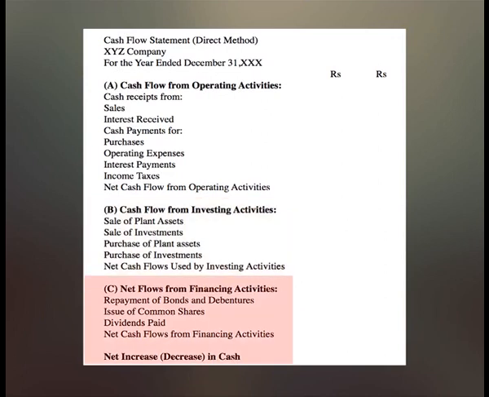Next is net cash flows from financing activities, which includes repayment of bonds and debentures, issue of common shares, dividends paid, which will result in net cash flows from financing activities. Thus, we have net increase or decrease in cash. The cash flow statement is by way of indirect method.